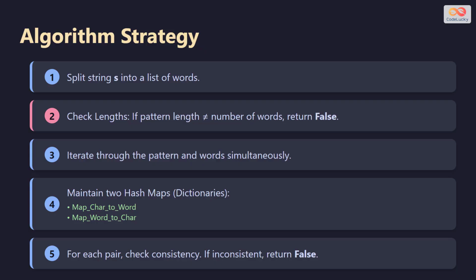To solve this, we follow a simple algorithm. First, split the sentence into a list of individual words. Immediately check if the number of words matches the length of the pattern. If not, it is impossible to match. Next, we iterate through the pattern and words together. We will use two hash maps, one to track character-to-word mappings and another for word-to-character mappings. This ensures the bijection holds both ways.